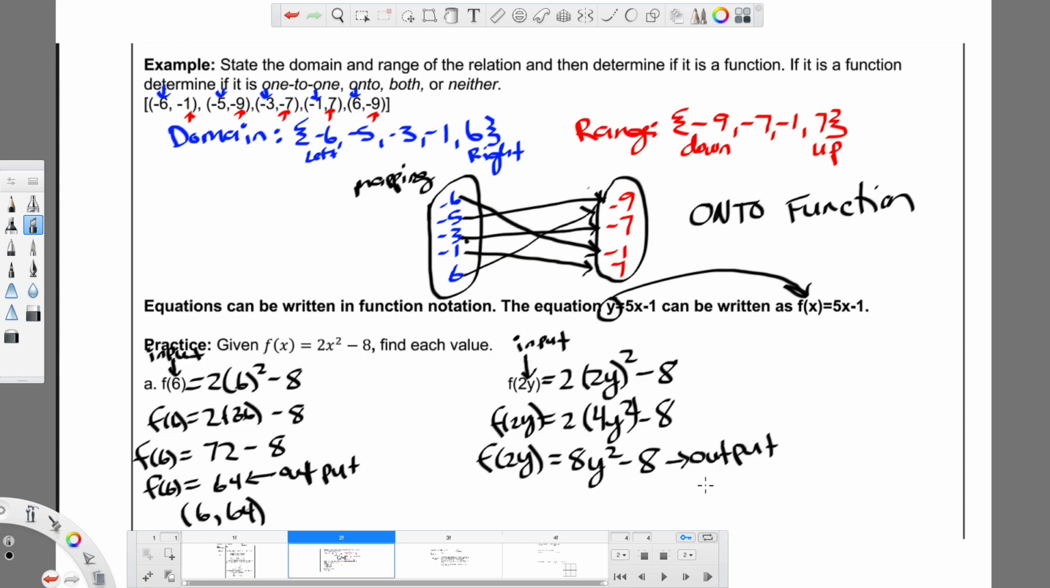And on the computer, they're probably not going to make you type in the coordinate. What they're going to have is f of 6 equals, and you just type in 64. And they're going to have f of 2y equals, and you're going to type this guy in. I know you're going to have different examples, but that's the idea there. All right, let's keep moving forward.